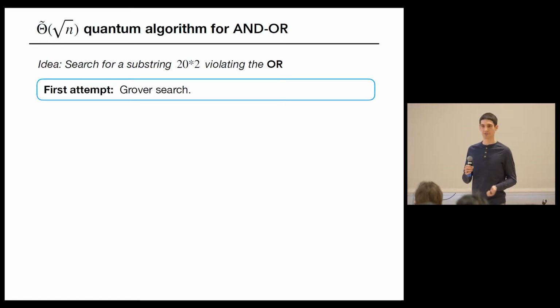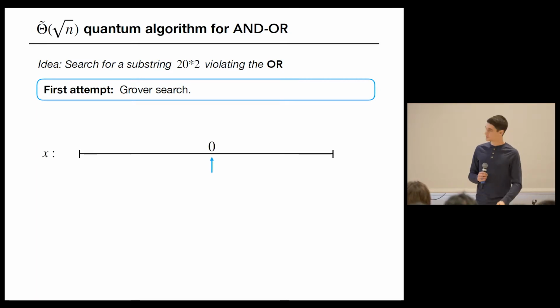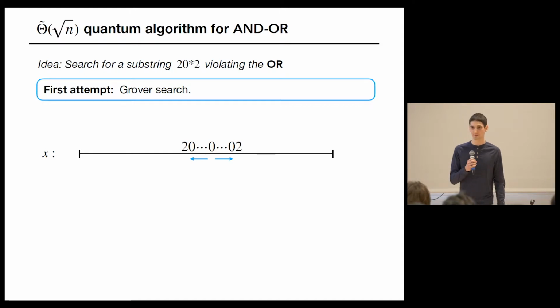Okay, and so what do you do when you have to search? Well, you use Grover search, right? So here's your string, you look for a 0, and then you walk outwards until you find a 2 on each side. And then if you find such a thing, you reject. Otherwise, you accept.